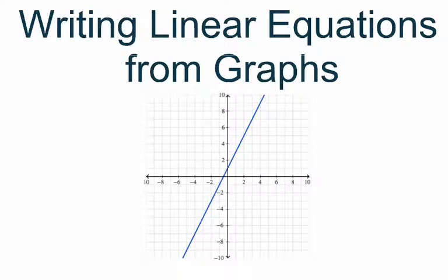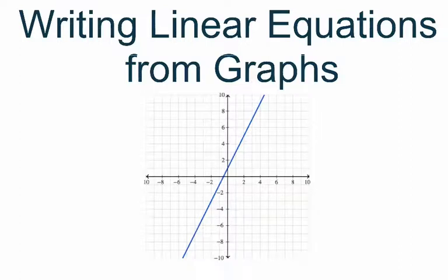Writing linear equations from graphs. So we've worked on taking linear equations and creating tables and then graphing them. This is kind of like going backwards. What if we start with the graph? We have the line on the graph. Can we go backwards and figure out what the linear equation is?